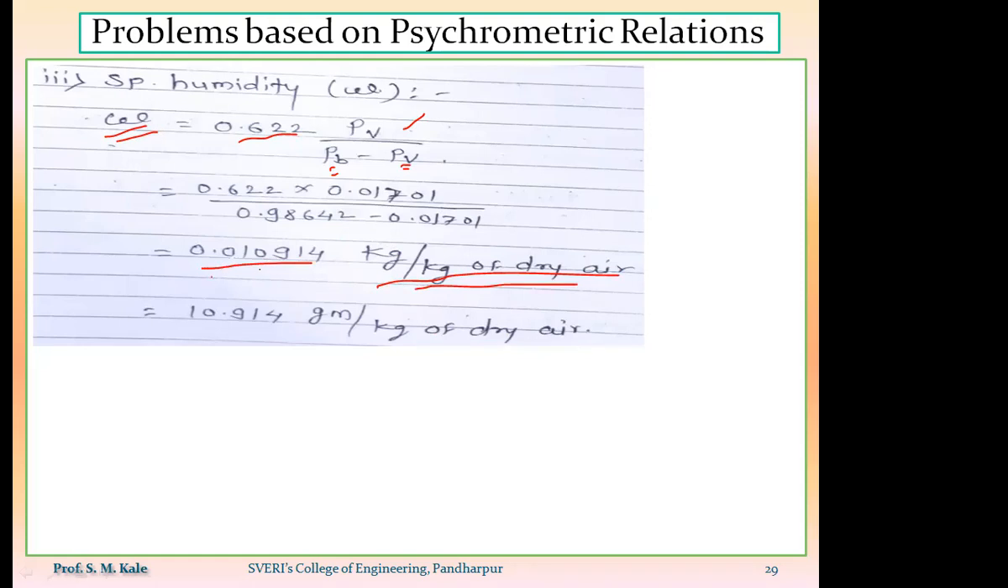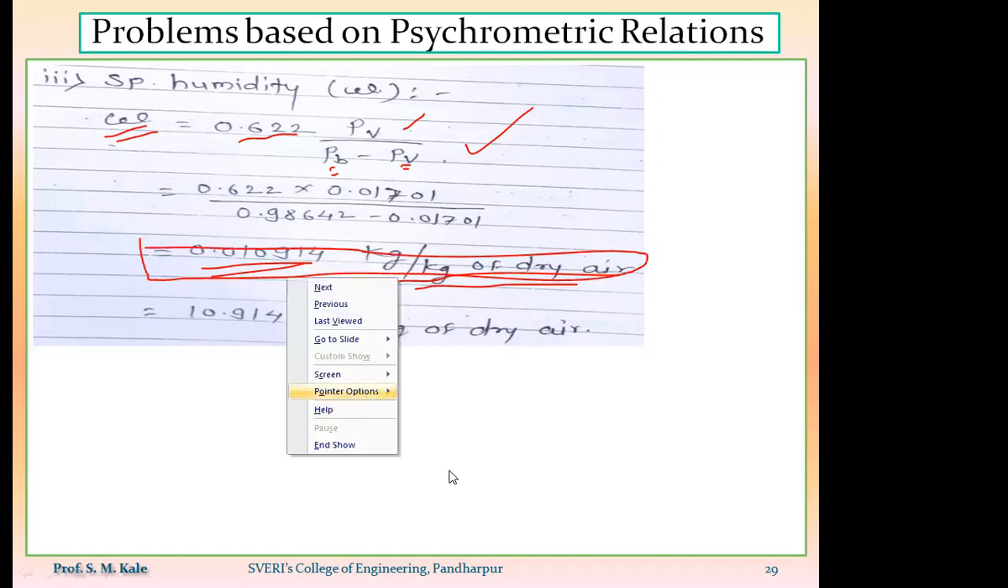By using this formula, whatever value of small w I will get, that is in terms of kg per kg of dry air. If I want to convert that into gram per kg of dry air, I multiply it by 1000. So I will get 10.914 gram per kg of dry air. Okay, but afterwards, whatever value of small w we require should always be in terms of kg per kg of dry air. So this is the third value.